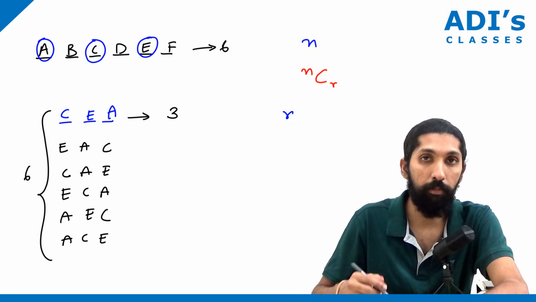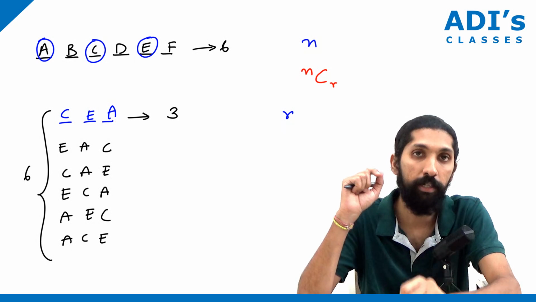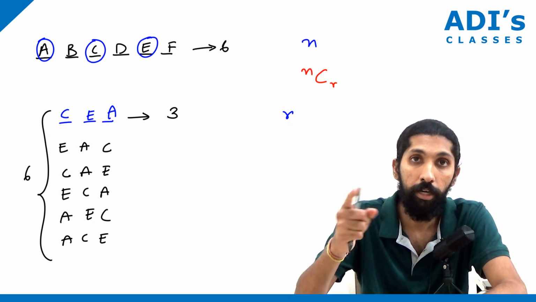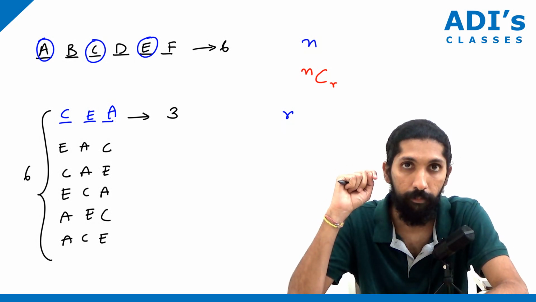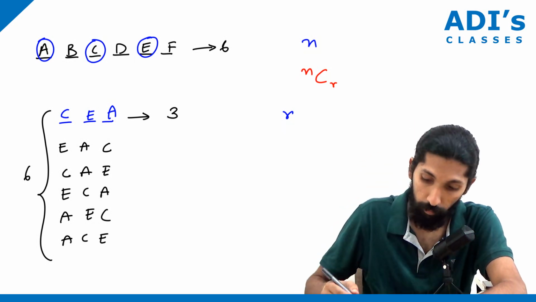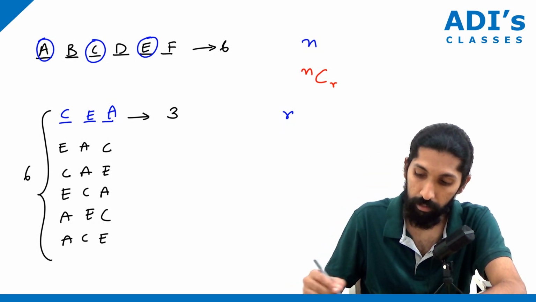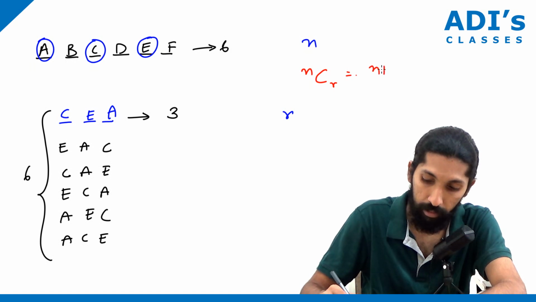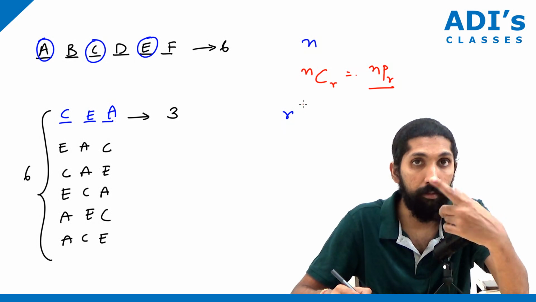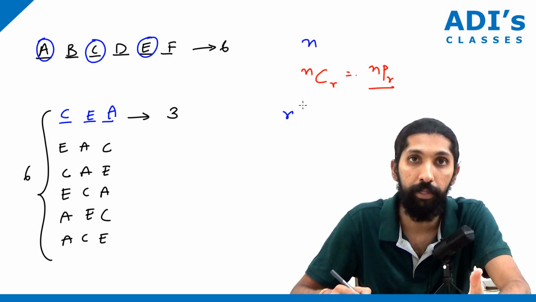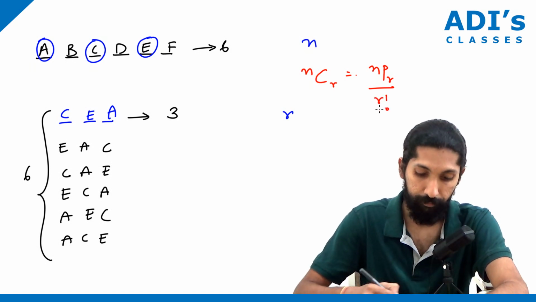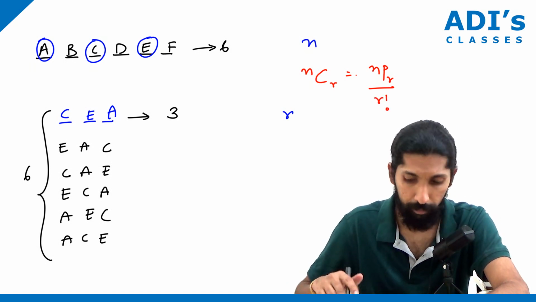It is nothing but the same arrangement, and within that arrangement you're removing the repetitions. When you say arrangement, you use permutation. So we can say nCr is nothing but nPr, the permutation, but in that you're eliminating the repetitions, so divided by r factorial. You might be thinking, why divided by?